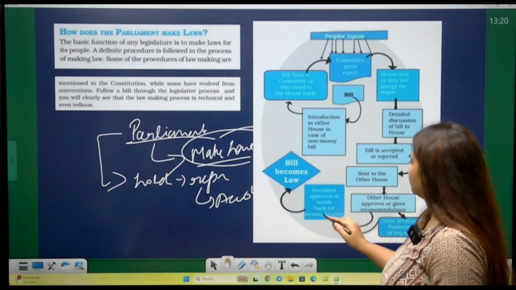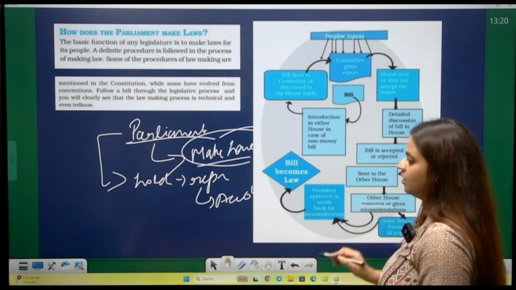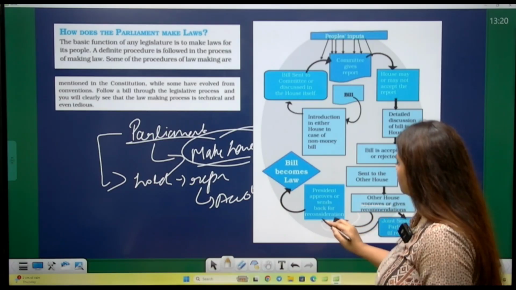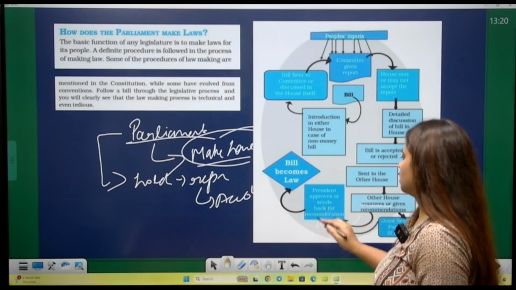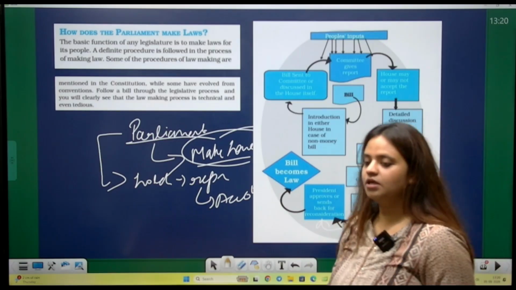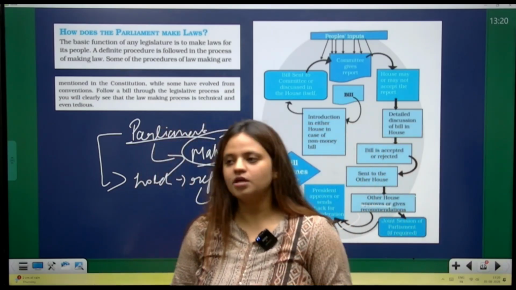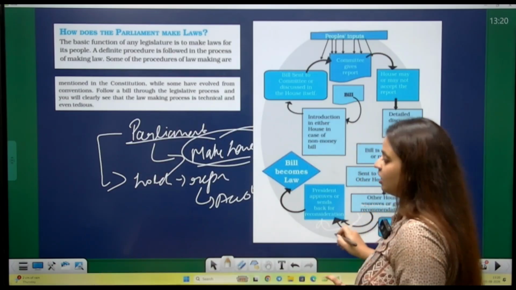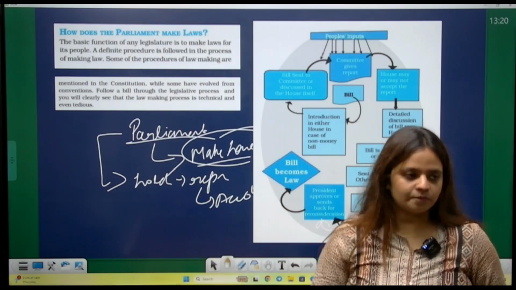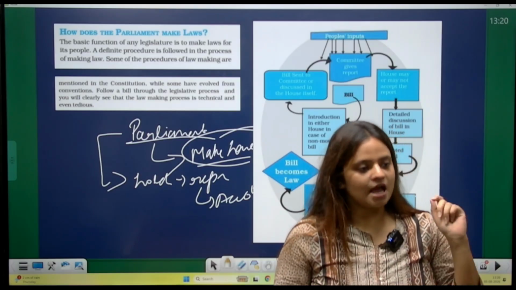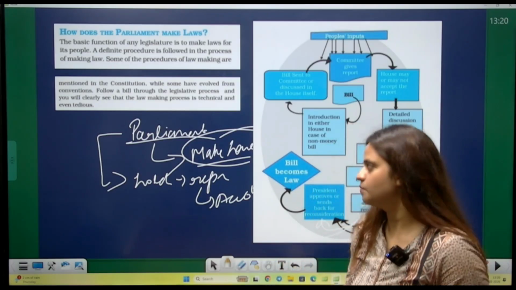In case it is approved by the other house, the bill is sent to the president, and the president thereafter might approve the bill, or he can send it back for reconsideration. If the president approves the bill, it means that the president has given his assent to the bill, and the bill becomes a law.